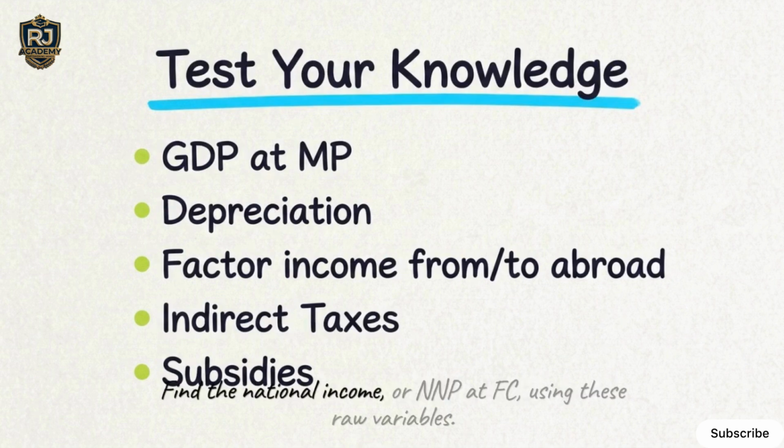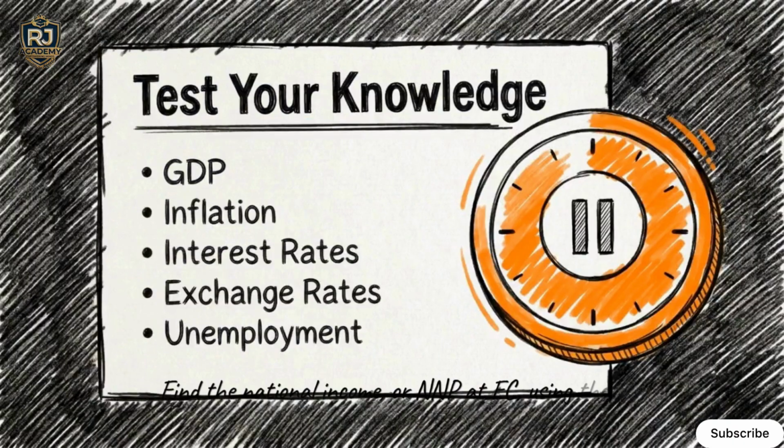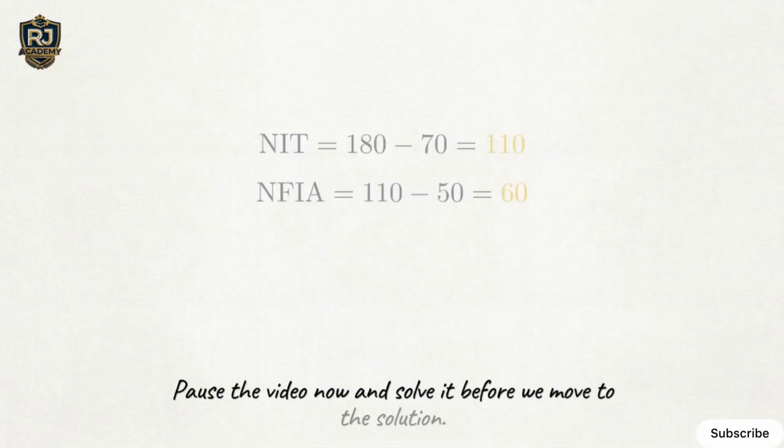Now, try this calculation yourself. Find the national income, or NNP at FC, using these raw variables. Pause the video now and solve it before we move to the solution.